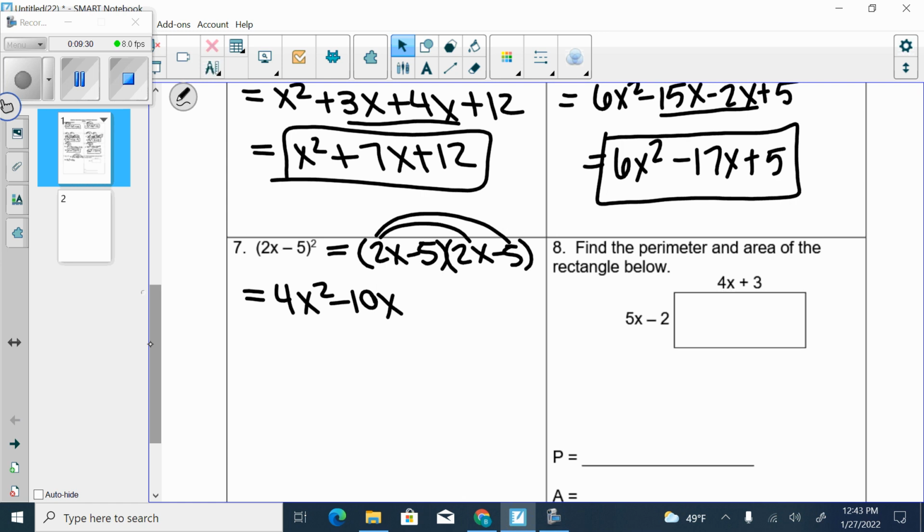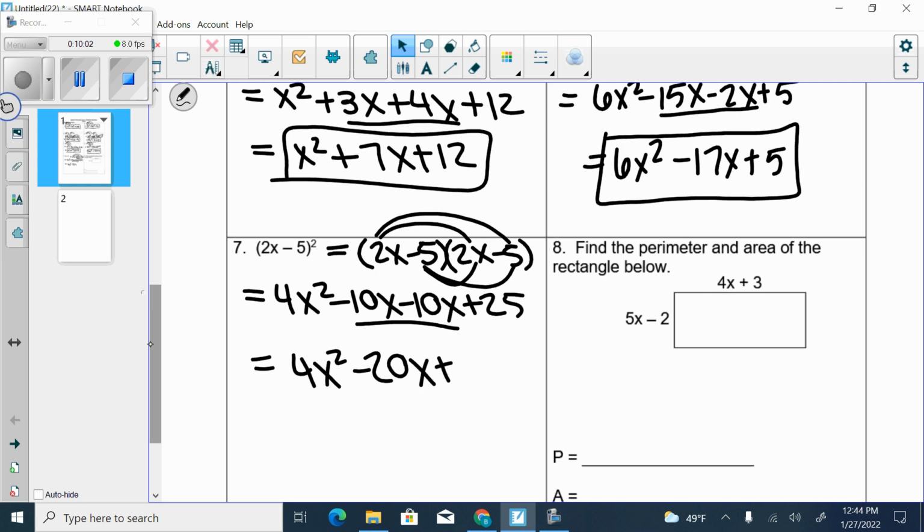All right, now I've got to multiply the -5. So -5 times 2x is again going to give me -10x, good. And then -5 times -5, +25. And again, we end up with some like terms there in the middle. So we just combine those, and what do we end up with? Very good.